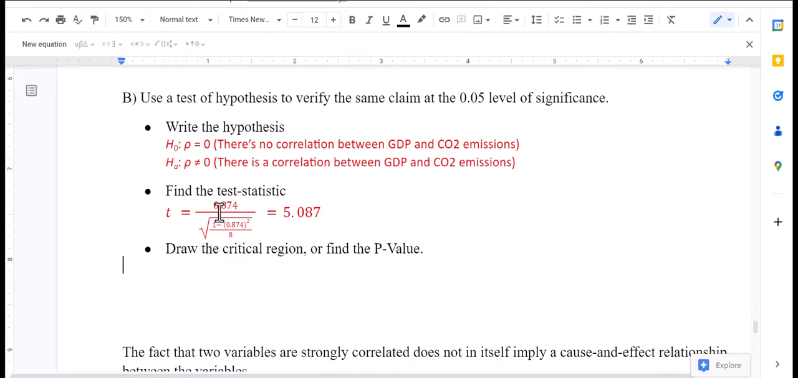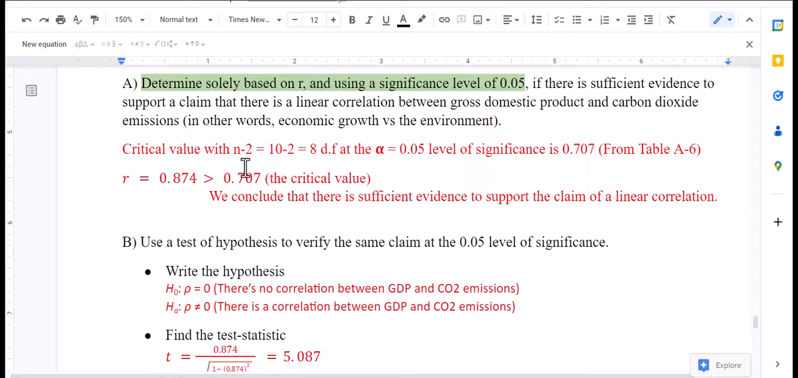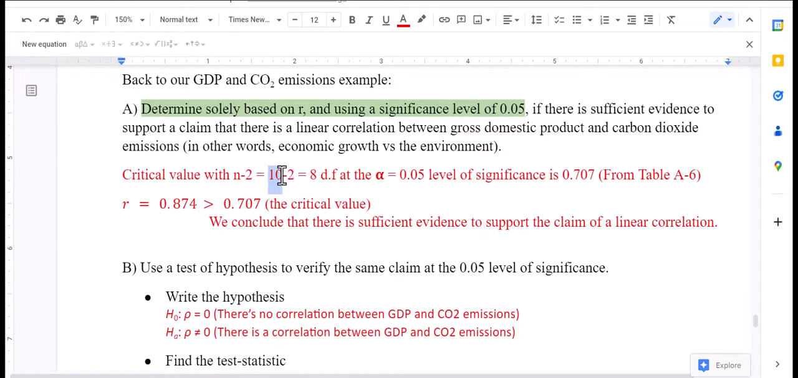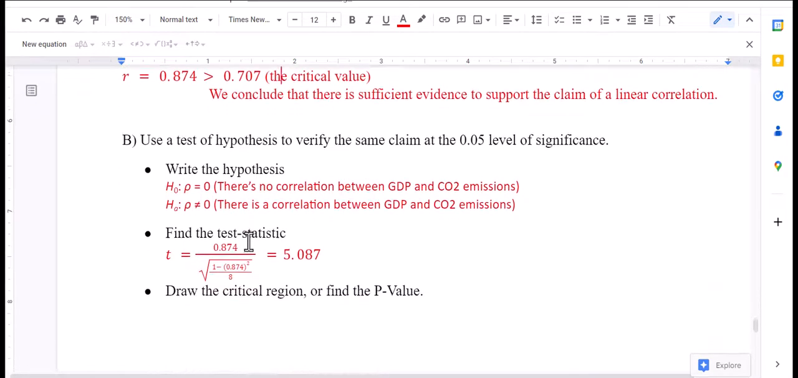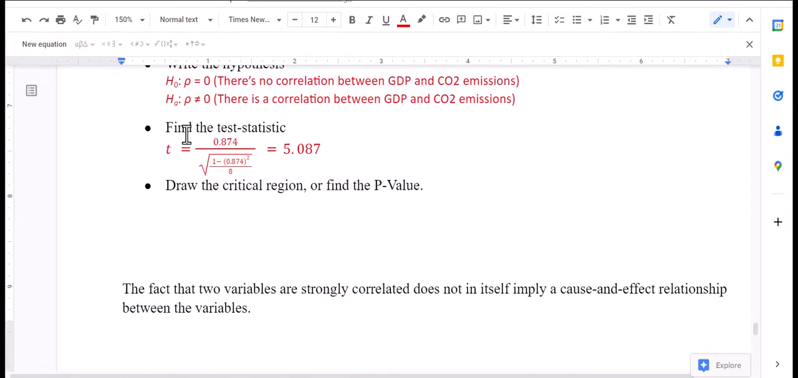All right, so now that we have the proper degrees of freedom, sample size is 10, so 10 minus 2 is 8, right? So not 22. Our critical value is still okay. 0.707 is smaller than our r, so our conclusion luckily is still the same. We conclude that there's sufficient evidence to support the claim of a linear correlation because the absolute value of r is greater than the critical value. But because our correlation coefficient was already positive, it stays positive. Now our test statistic here is 5.087.